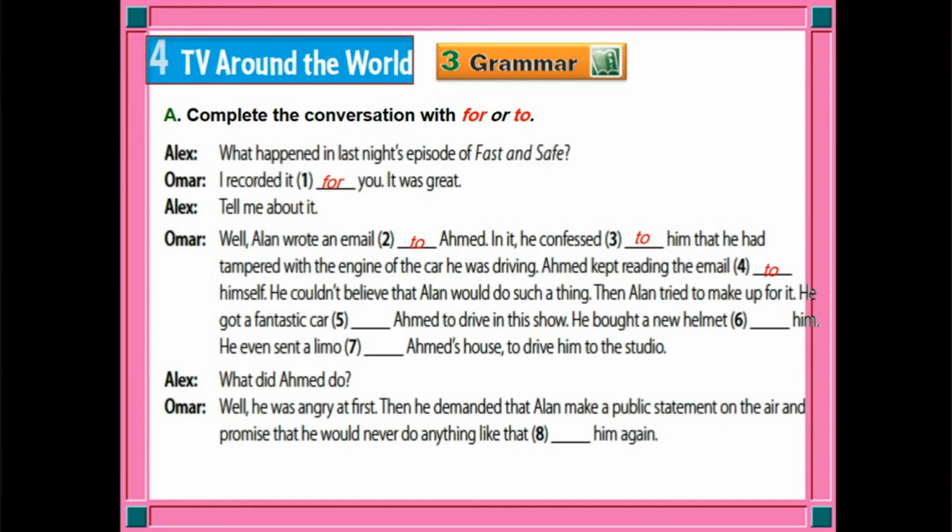هنا بقى يا شباب for أحمد. To drive in his show, he bought a new helmet for him. He even sent a limo to Ahmed's house to drive him to the stadium. What did Ahmed do? Omar, well, he was angry at first. Then he demanded that Alan make a public statement of the error and promised that he would never do anything like that to him again.